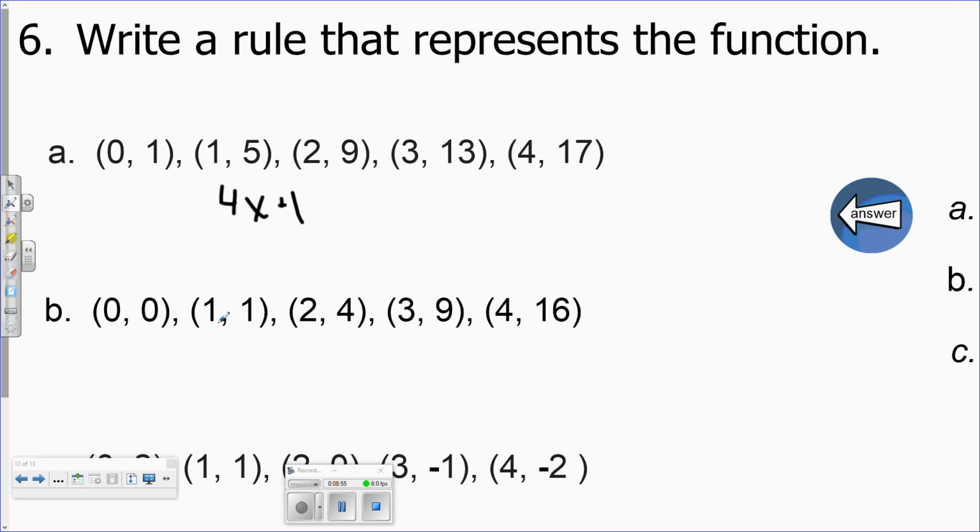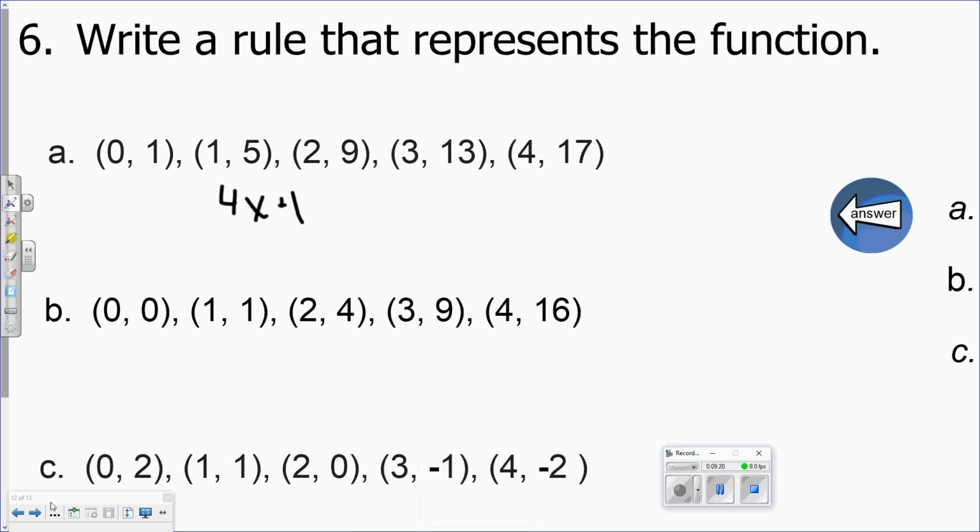If we're looking here, we see that 0, 0 is the same, 1, 1 is the same, but then we look at 2, 4. So it's a little bit different. So then we look, okay, 2, 4, 3, 9, 4, 16. What we see is that the y values are all squared of the x's. So the second one would be x squared.